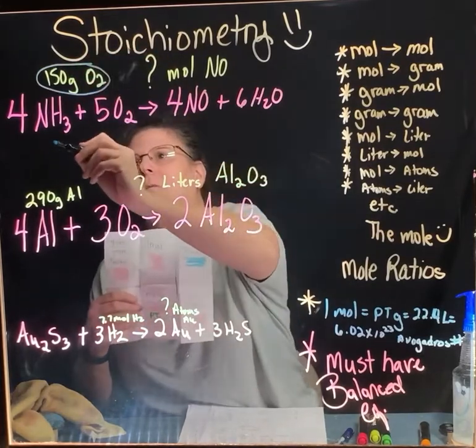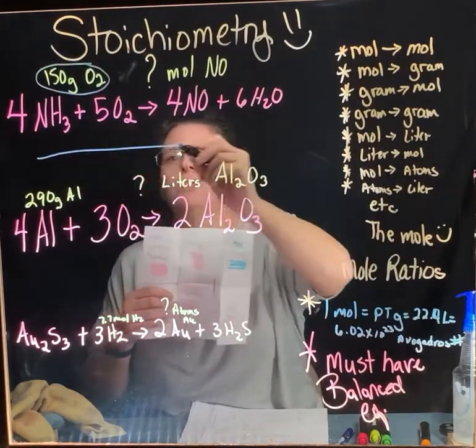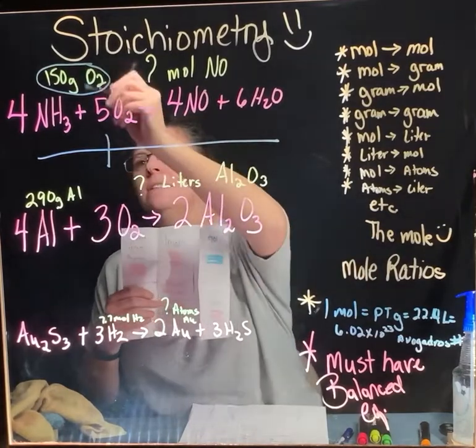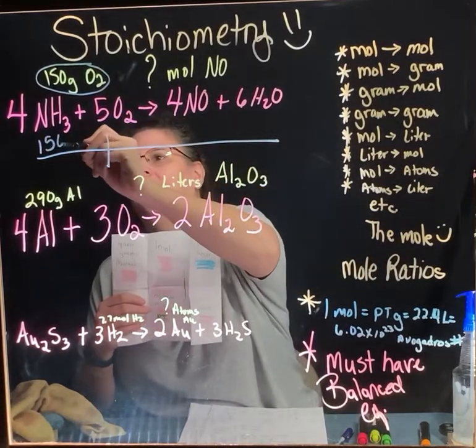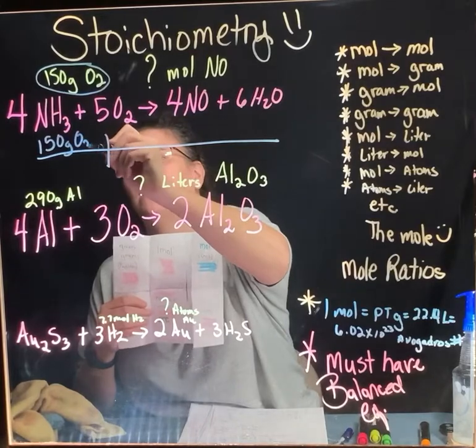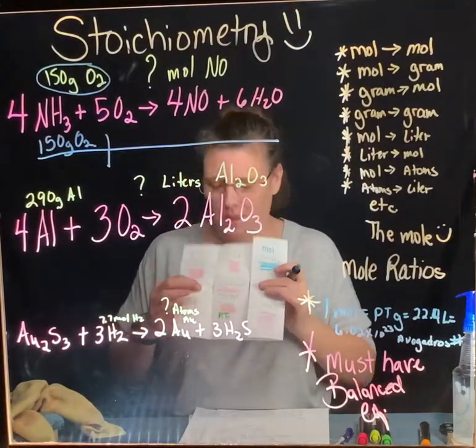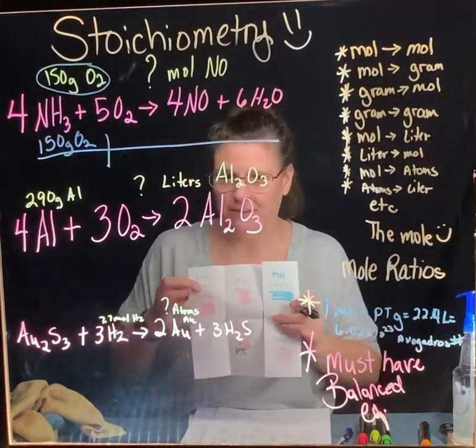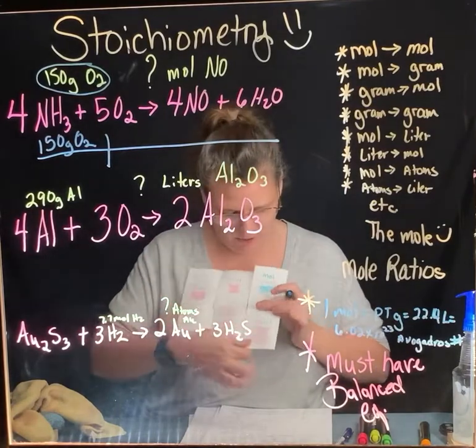Okay. So you write that down, and we're going to start with a track, and this number always goes on the top right here. And you write down everything. Okay. So we're going to go from grams of given to the moles of the unknown.